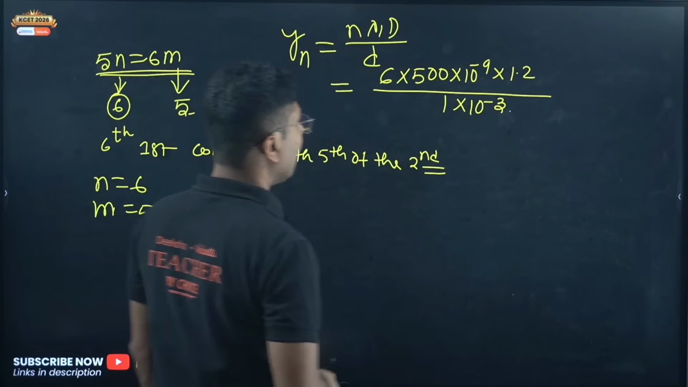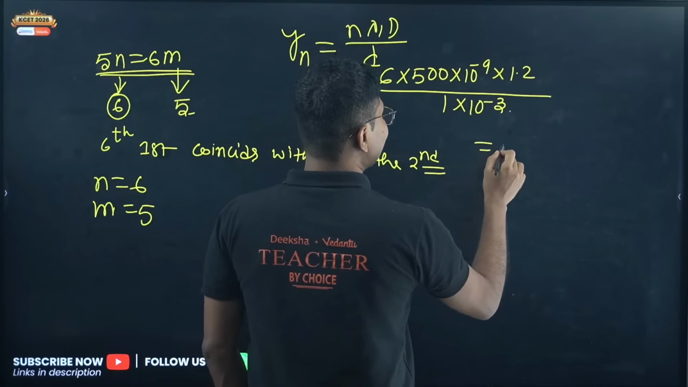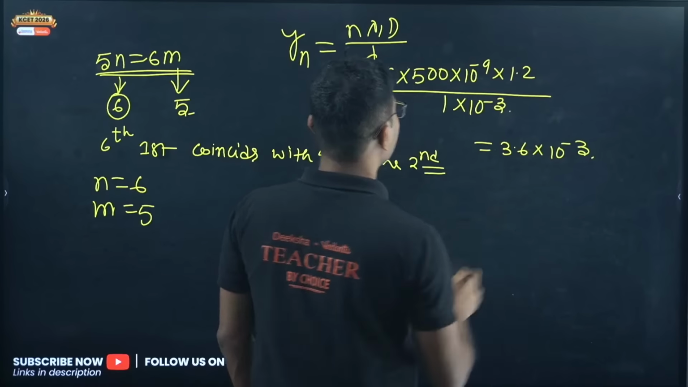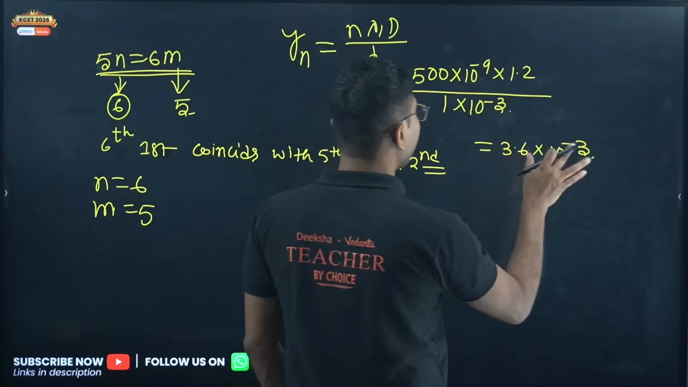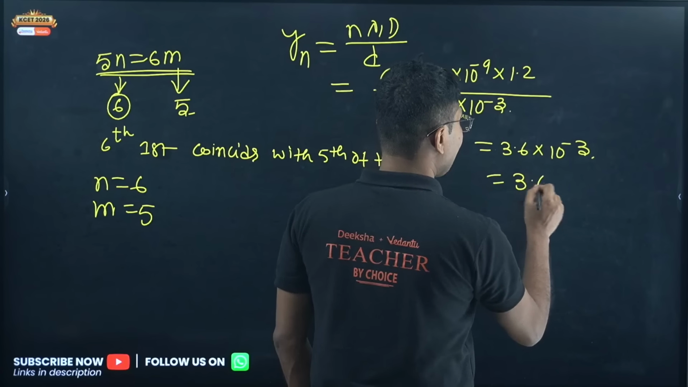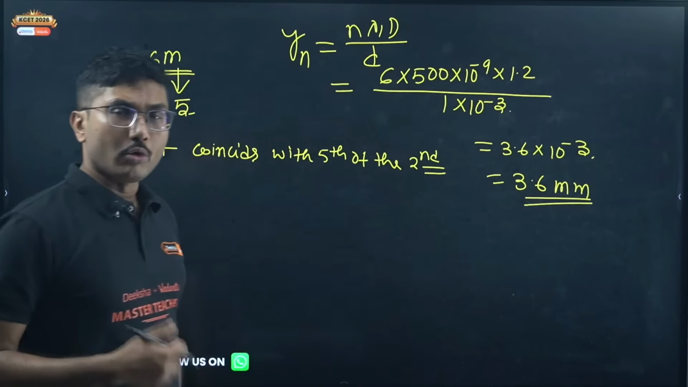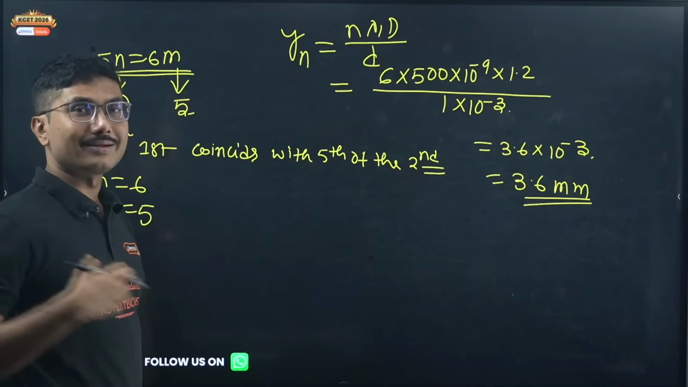Okay, so if you simplify this, you will get 3.6 into 10 to the power of minus 3. I have calculated it. So it will be 3.6 into 10 to the power of minus 3, that is 3.6 millimeter. So this is the position where both waves coincide. Second part, they have asked the third dark fringe.